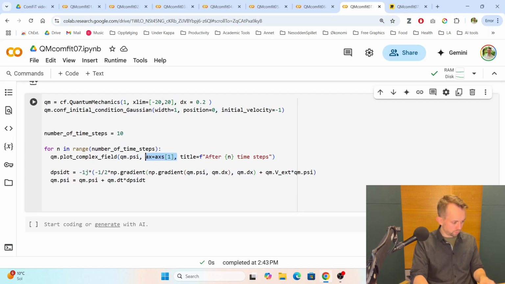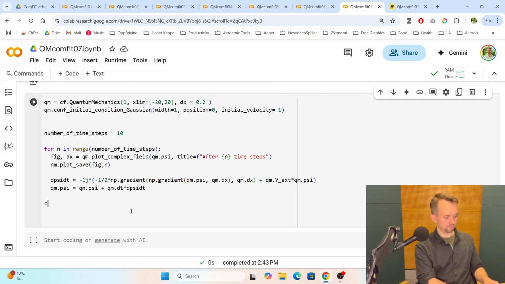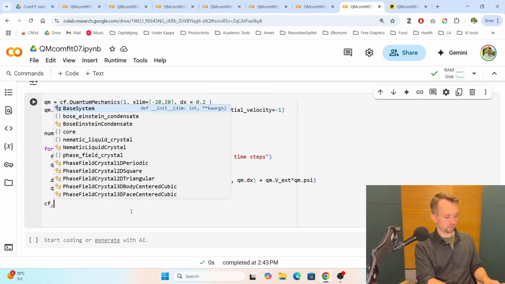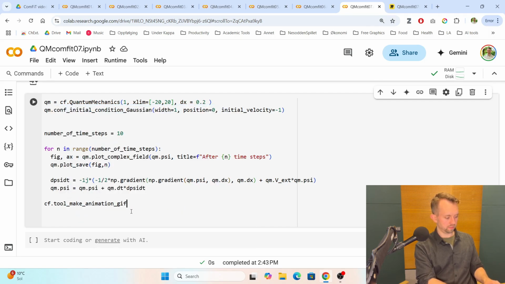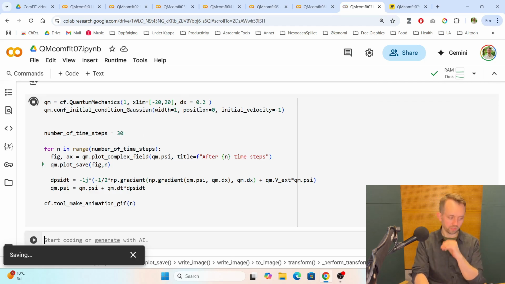So we need to create the figure now. So fig x is equal to this, and then we need to save that function or save the plot. qm.plot save fig n, and then in the end we need to create tool make animation GIF n. So let's just do that for 30 time steps and see what happens.